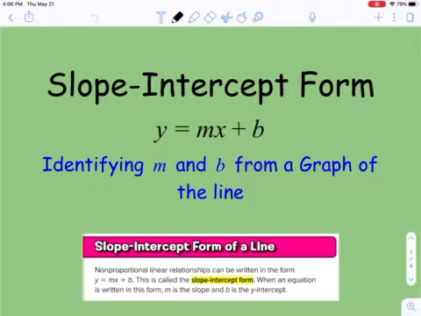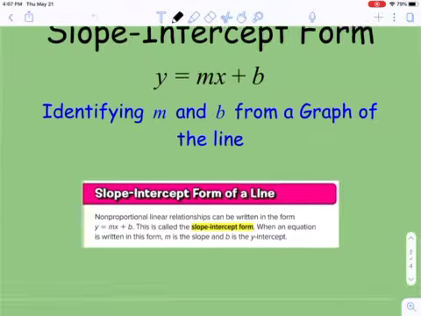So still talking about y equals mx plus b, and we're going to talk about how we write equations if we just have a graph now, using this slope-intercept form. All right, so let's take a look and let's just dive in.